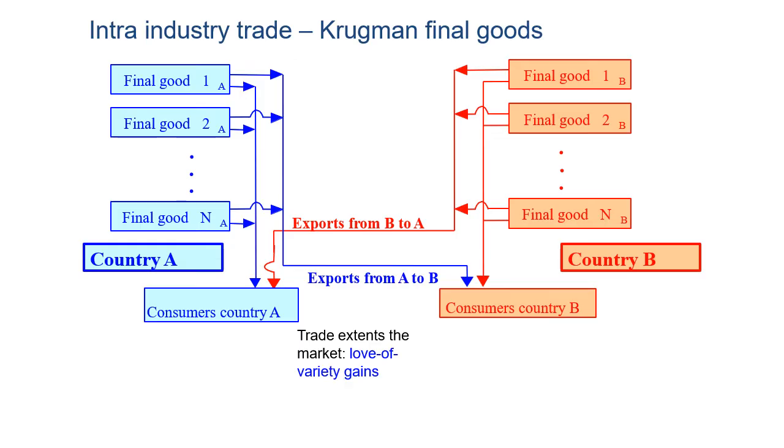This is just a graphical representation of the Krugman model. What we find is that all the final products of country A are exported from country A to country B. And all the final products of country B, in red, are exported from country B to country A. In that way, we gain in terms of variety. All final goods from one country are traded to another country, which trades its final goods in exchange.